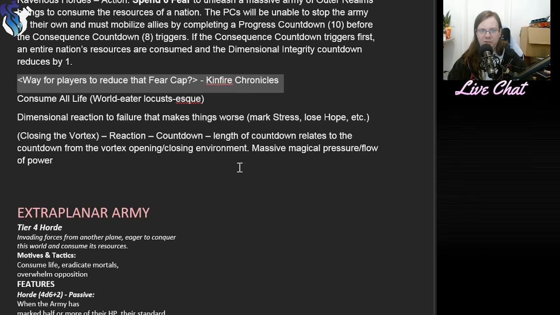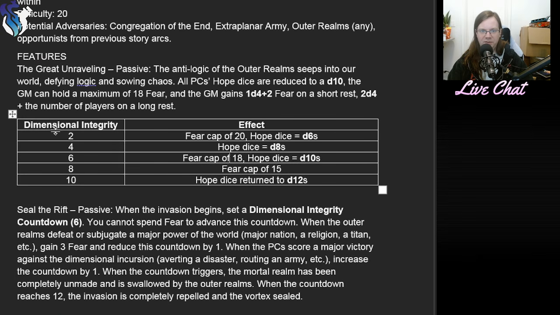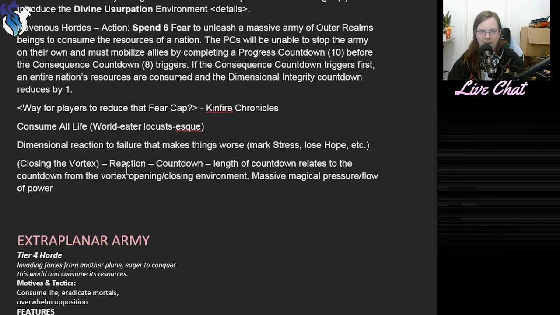We have a way for players to reduce that fear cap, right? It manifests in this dimensional integrity countdown, which we have set up as a tug of war. And then we're going to have some kind of thing that will govern closing the vortex. Maybe when the countdown is at 2 or lower, you reintroduce some elements from the planar vortex environment, but in reverse, where you're closing it instead of opening it.